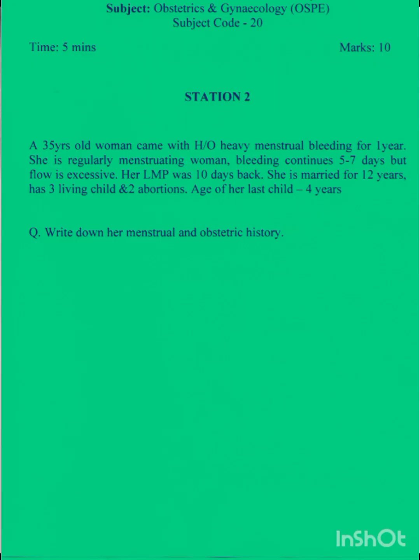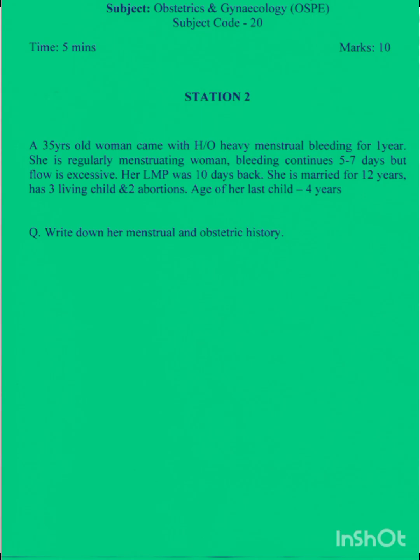The question is, a 35 year old woman came with a history of heavy menstrual bleeding for 1 year. She is a regularly menstruating woman. Bleeding continues 5 to 7 days, but the flow is excessive. Her last menstrual period was 10 days back. She is married for 12 years, has 3 living children and 2 abortions, and the age of her last child is 4 years. So we have to calculate the menstrual as well as obstetric history.